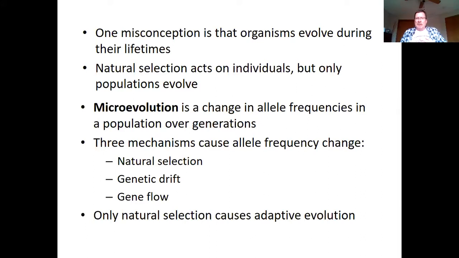Microevolution is that change in allele frequency in a population over generations, and we're going to look at it after we talk about Hardy-Weinberg. There are three ways that allele frequency can change. Natural selection is the only one that can allow for adaptation and evolution. Genetic drift and gene flow can also cause changes in allele frequency, but they do not cause adaptation. In many respects they go in the opposite direction of natural selection. They limit populations and can be causes for extinction.